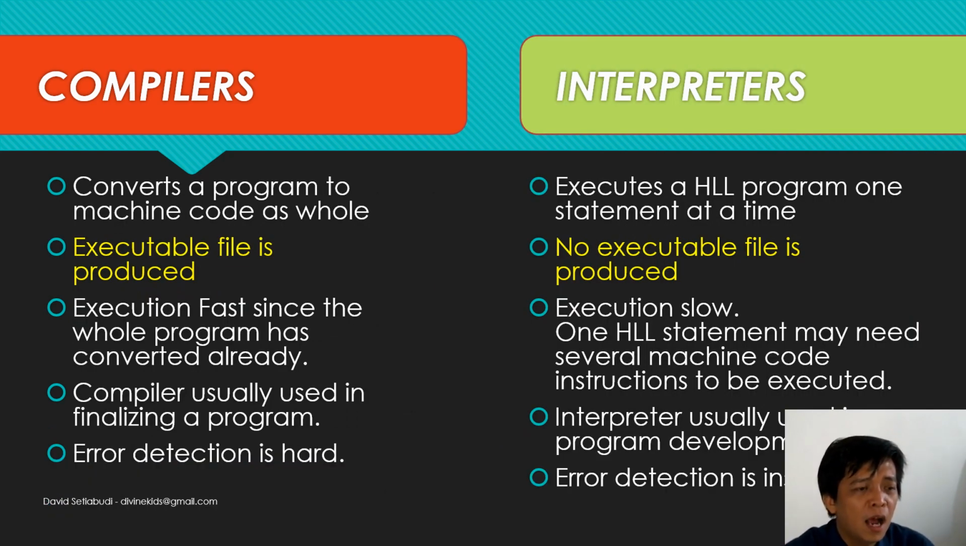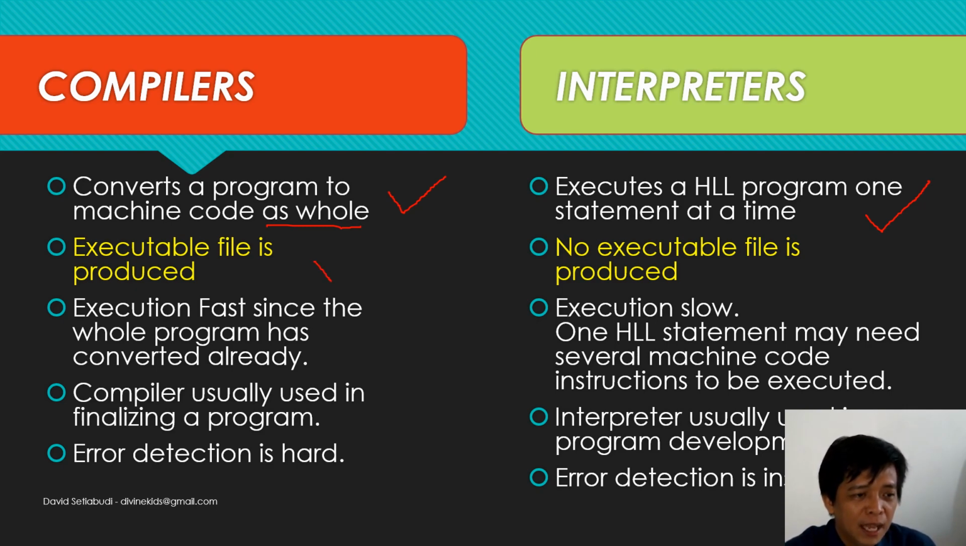So here you can compare the difference between compiler and interpreter. Okay, I'll make it quick. So compiler converts a program to machine code as whole. While interpreter executes a high-level program one statement at a time, then it goes to the next statement. But this one is a whole. Converts a program to machine code as whole.